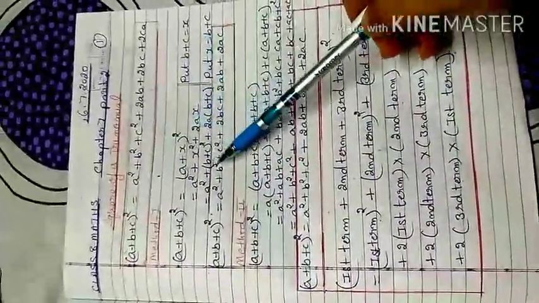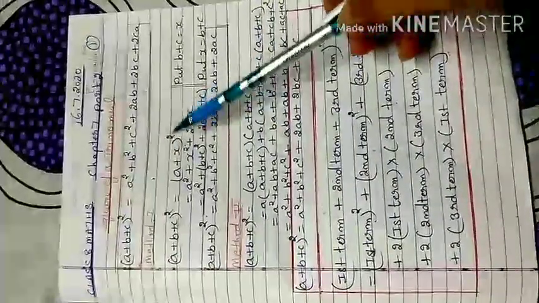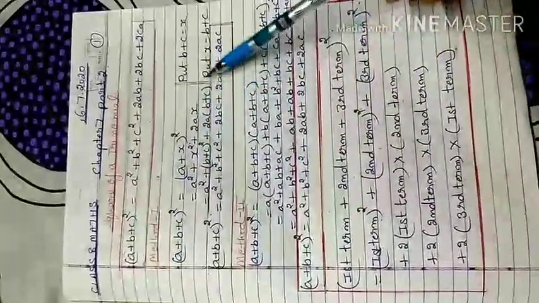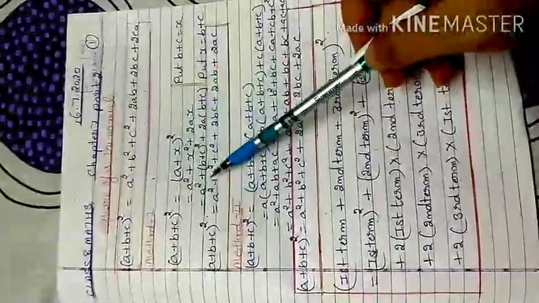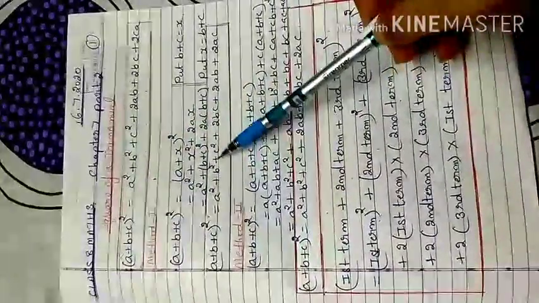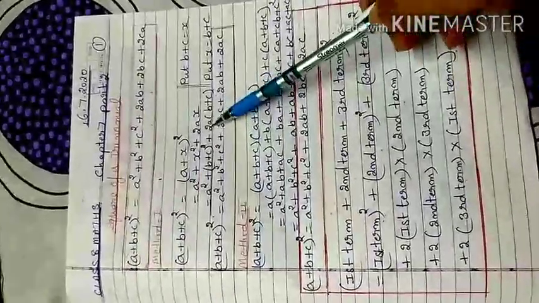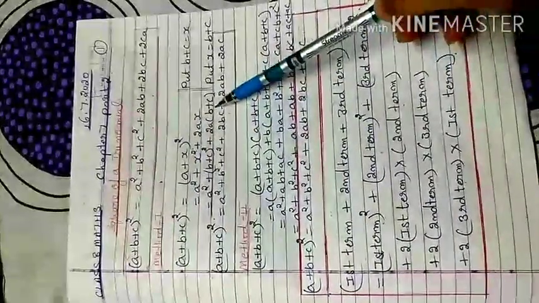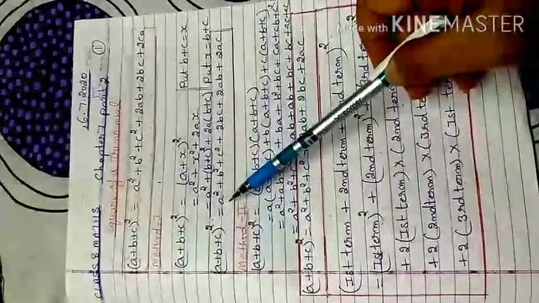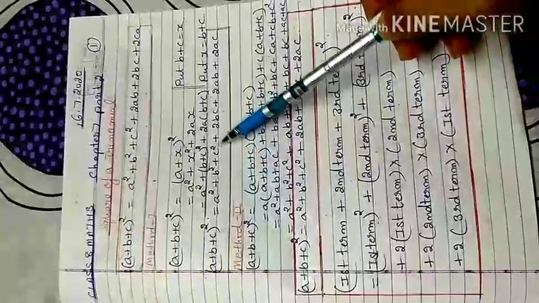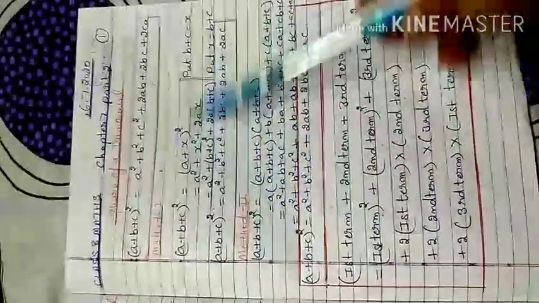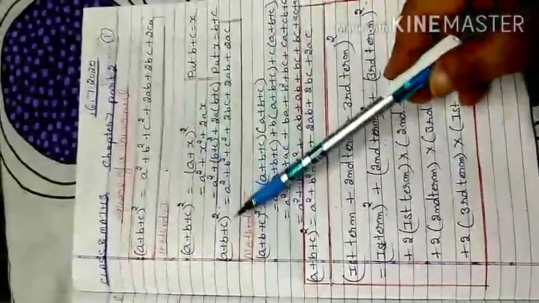Now I replace x back with b plus c, so that becomes (b plus c) whole square. Now you open (b plus c) whole square again with the (a plus b) whole square formula, that is b square plus c square plus 2bc. And when you open the bracket, 2a multiplied by b is 2ab, and 2a multiplied by c is 2ac. So that is a square plus b square plus c square plus 2bc plus 2ab plus 2ac. So that is my required formula, or you can remember that formula.